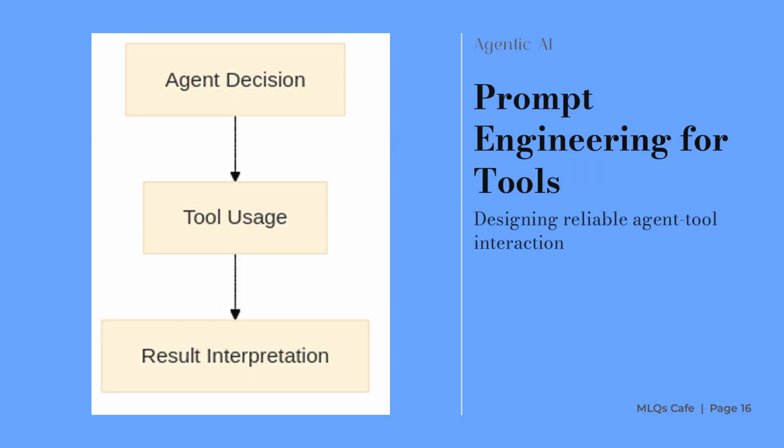Agents rely on clear instructions when interacting with tools. Prompt engineering for tools involves defining what the tool does, when it should be used, what input it expects, and how to interpret output. Clear tool instructions reduce ambiguity and prevent misuse. Well-designed tool prompts make agents more reliable and predictable.